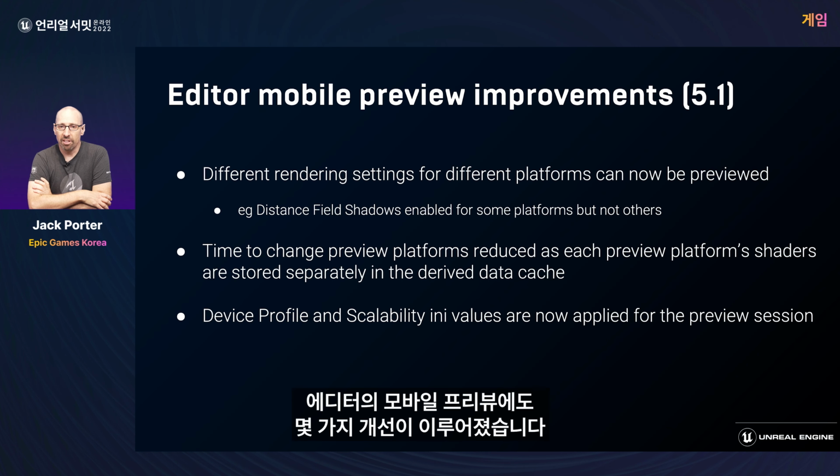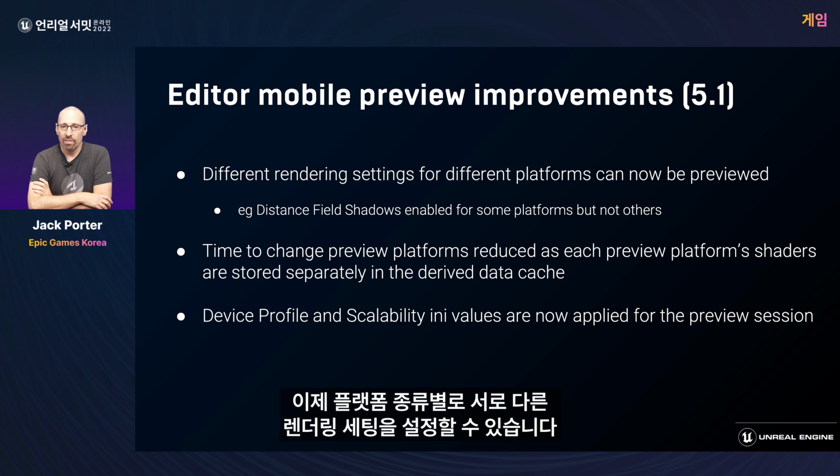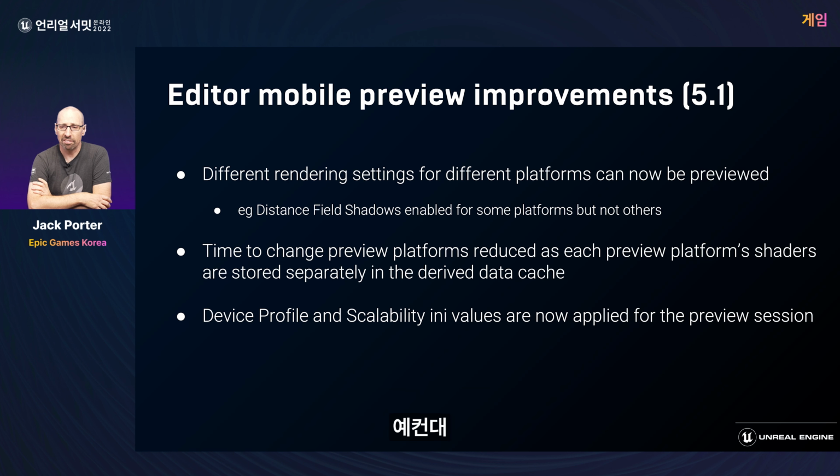We've made some improvements to mobile preview in the editor. You have the ability to set different rendering settings for different platforms. For example, for Nintendo Switch, you could enable distance field shadows where they perform quite well, but for Android, you might not want to enable those. But previously, the editor used a single shader platform for all of the platforms you're previewing, and that prevented us from having per platform settings.